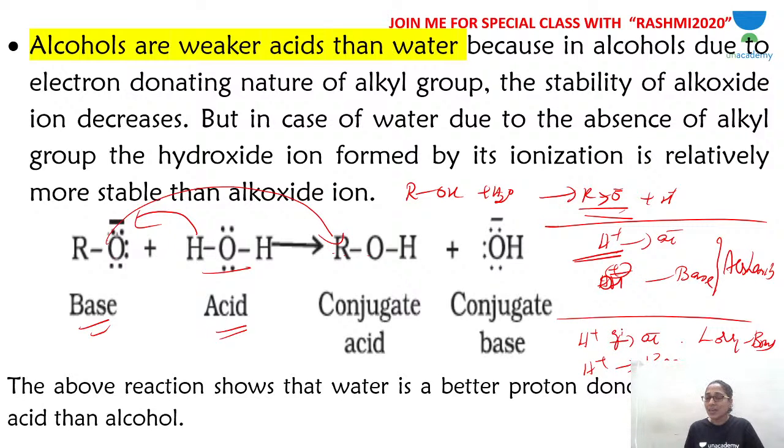So if it gives H plus ion, that is an acid. If it accepts, that is the base. So giver is an acid. See, water is giving, so it becomes acid. Alkoxide ion now accepts H plus ion, that becomes base.